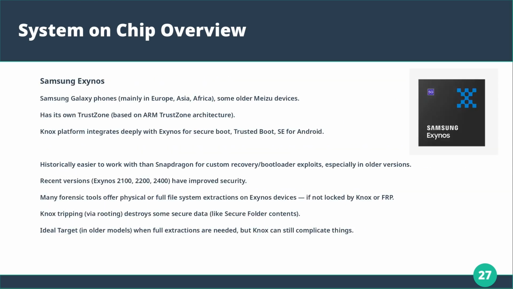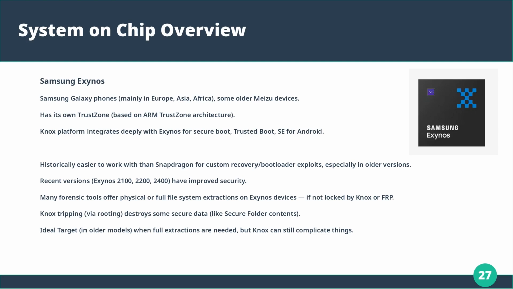Next, we have Samsung Exynos. This chip is found in Galaxy devices in Europe, Asia, and Africa. It includes a trusted zone based on ARM's security architecture and integrates tightly with Samsung Knox for secure boot, trusted boot, and security enhancements for Android. Historically, Exynos devices were easier to exploit or acquire than Snapdragon counterparts. In fact, older Exynos models are often ideal forensic targets.